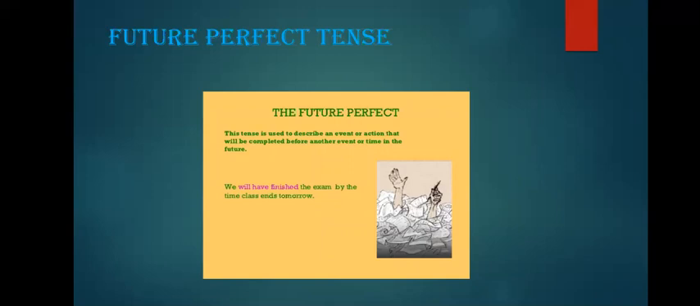Just like we will have finished the exam. This is future perfect. But when? By the time class ends tomorrow. So both these things are connected. We is the subject, will is the helping verb of future, have is the helping verb of perfect, and finish is the form of verb that is in perfect. We always use the third form of verb. So we will have finished.